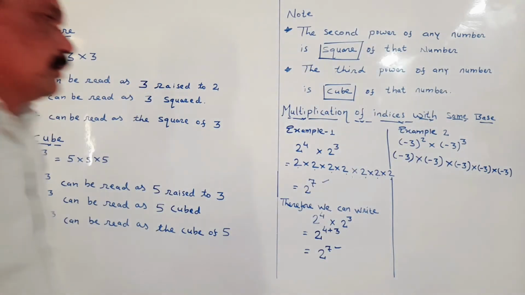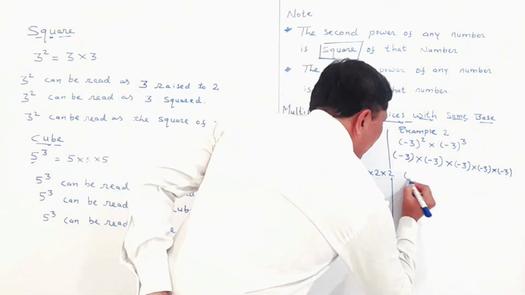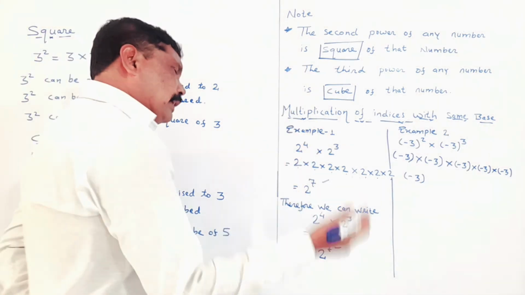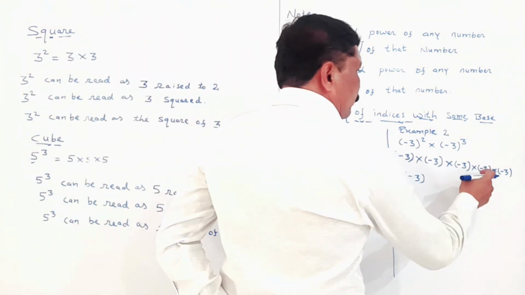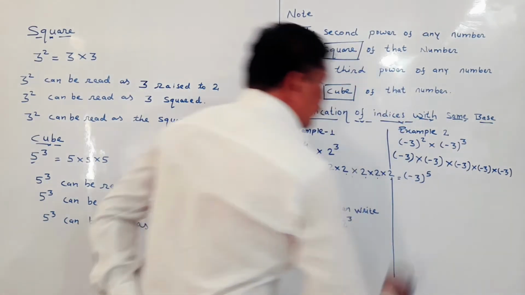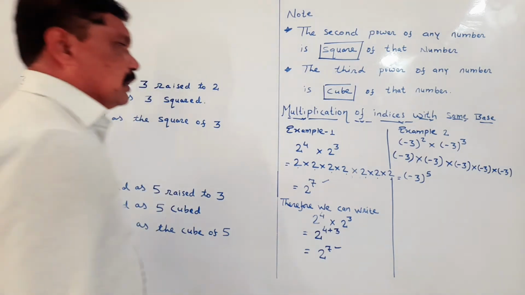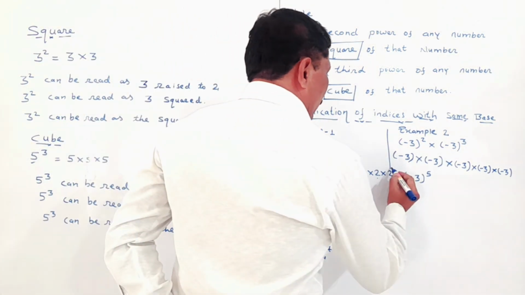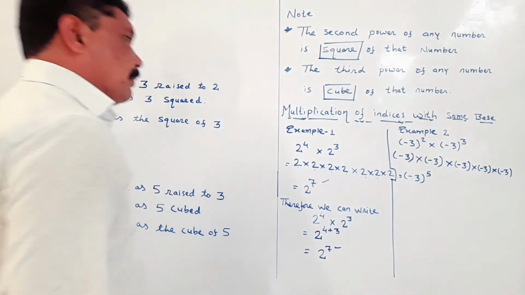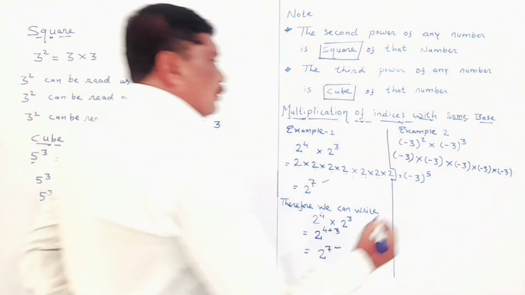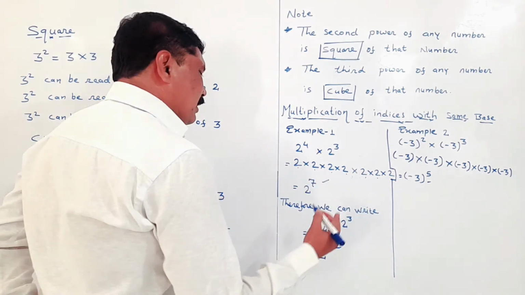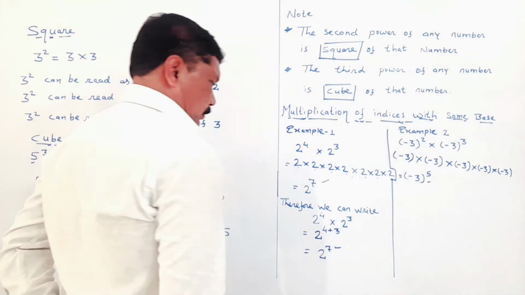Minus 3. Now, my dear student, we will count how many times it is multiplied. 1, 2, 3, 4, 5. So we will write 5. Then, my dear student, we will get an answer: minus 3 raised to 5. We can do the same activity in another way also.